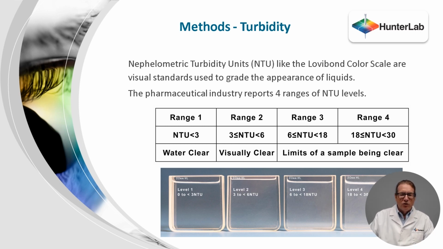Level 1 or range 1, which is 0 NTU to less than 3 NTU, would be considered water clear. Range 2, 3 NTU to less than 6 NTU, is considered visually clear to the trained observer. At range 3, which is greater than 6 NTU to less than 18 NTU, this is where the typical observer notices clarity disappearing. And at range 4, we're at the limit of what would be considered a clear sample.